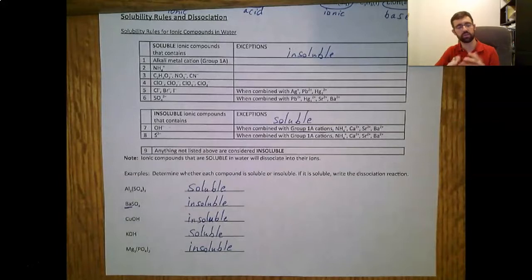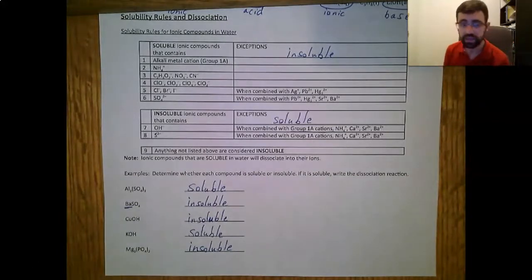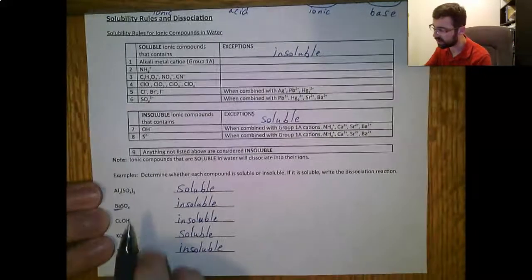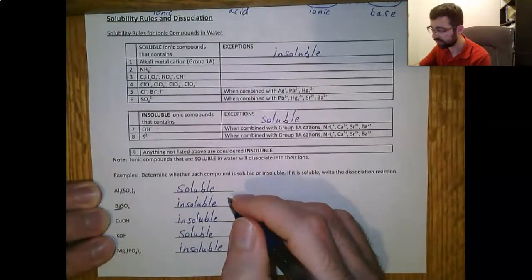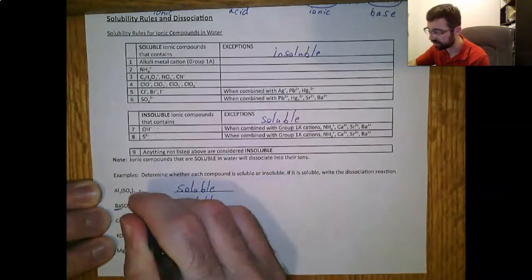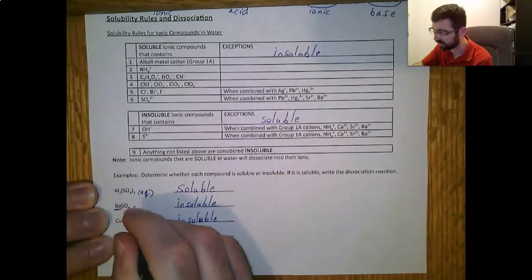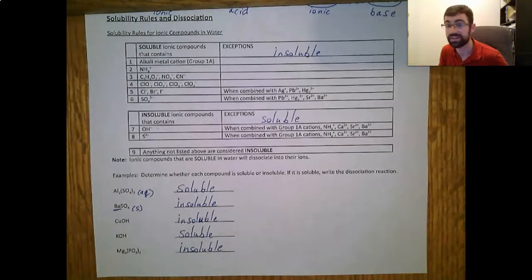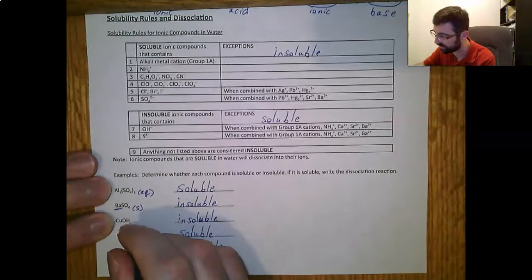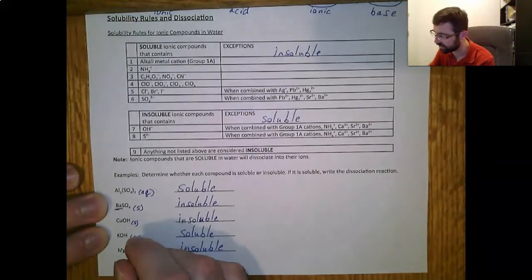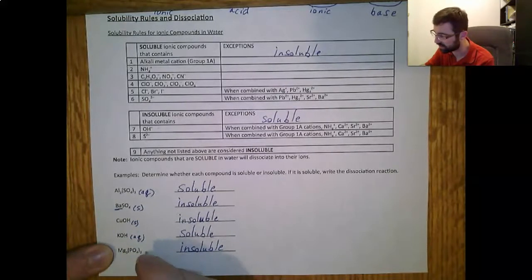All right, I want you to make sure that you understand the state of matter also. If I say something's soluble, that means once I put it in water and I start stirring it up, it's going to dissolve. So if it's soluble, our state of matter would be aqueous. Insoluble, my state of matter is going to be solid because it doesn't dissolve, so it's still a solid. All right, copper hydroxide, it's insoluble, so I'm going to put solid. This one's soluble, I'm going to put aqueous. And this one's insoluble, so I'll put solid.